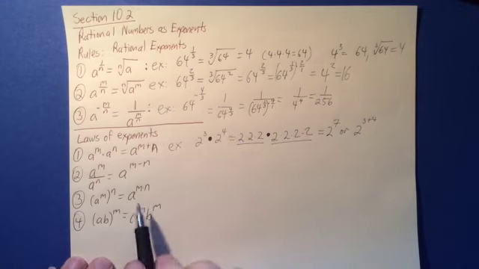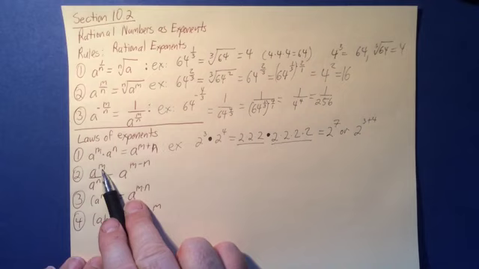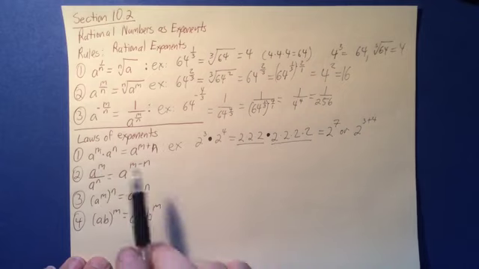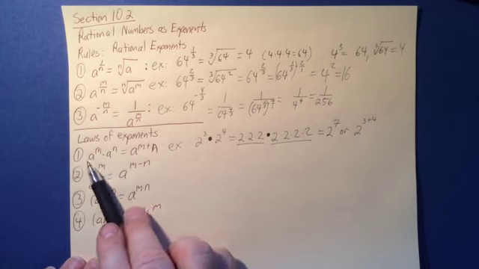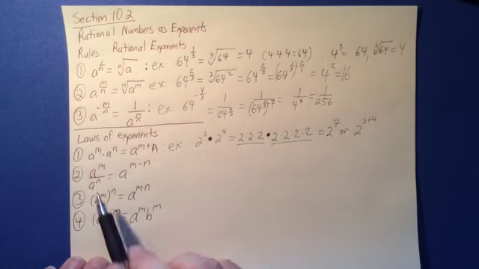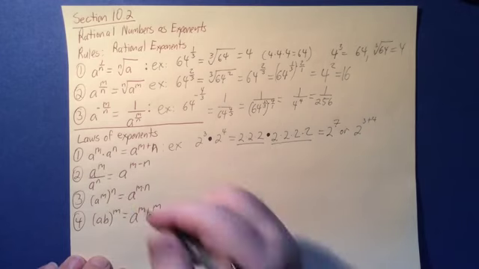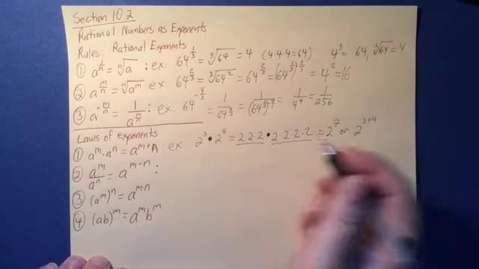Let's take a look at property number 2 now. A to the m divided by a to the n equals a to the m minus n. So when we multiply a common base, we add the exponents. When we divide a common base, we take the difference of the exponents. Let's take a look at another such example.